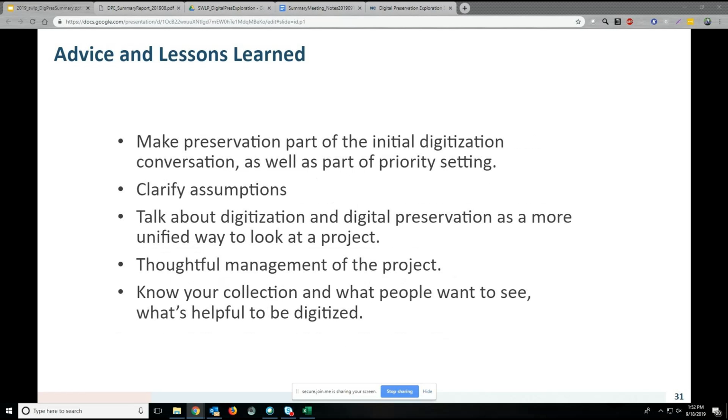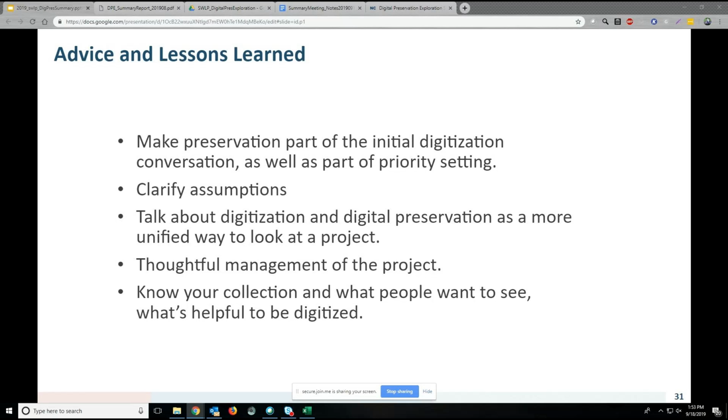Other things connected to this are make preservation part of the initial digitization conversation as well as a part of the priority setting. That is also connected to the idea of talking about digitization and digital preservation in a more unified way when you're looking at a project. A lot of people start with digitization, but the more standards and concepts of digital preservation are included in the digitization process and discussed at that stage, the smoother the whole thing goes. Understanding how these two things work together and what makes them different can really help in a project.